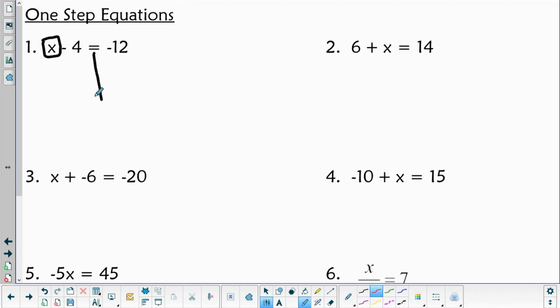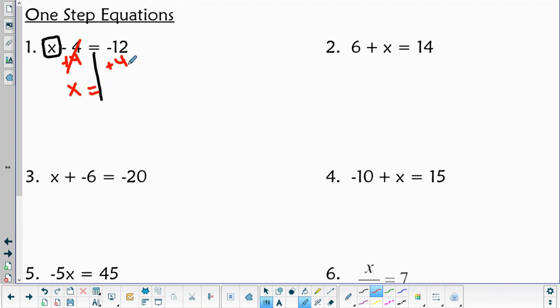Okay, now on the same side of the x, I have this minus 4. That minus 4 has to move. So the inverse of minus 4 will be to add 4. Whatever you do to one side of that equation, you have to make sure you do the same thing to the other side. Well, negative 4 plus 4 are going to cancel out. So x is by itself.